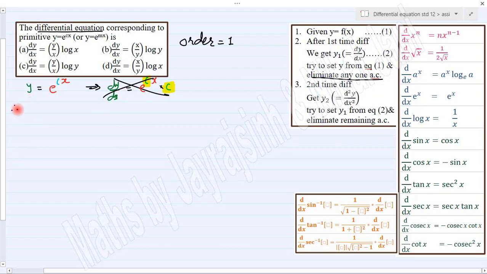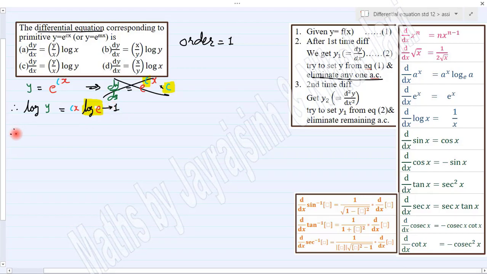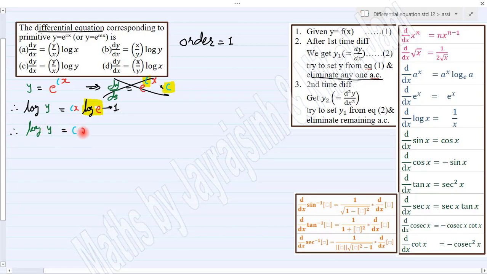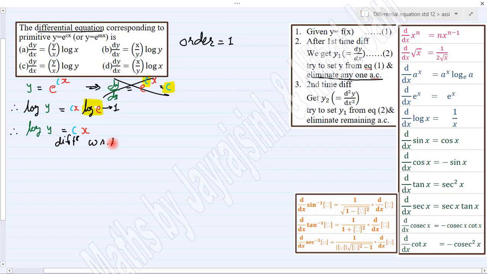So it is preferable that before we go for the differentiation, we take log on both sides. So we'll get log y is equal to log of e raised to cx. Now, according to the property of log, we can bring this cx out as a multiplier of log e, and we know that the value of log e is nothing but 1. So here we'll get log y is equal to c into x. Now, it's looking quite simplified. So let's differentiate our equation with respect to x.